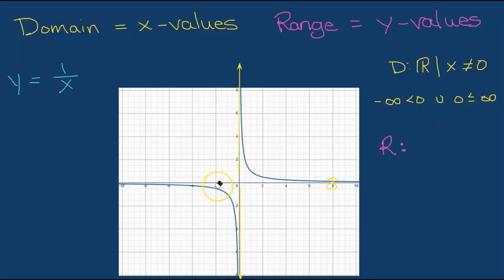Remember, range are our y values, so we're going to go to the y-axis and try and touch the graph. And you can see that no matter how high I go up, I am always going to be able to touch the graph, including right here, very, very close, but not exactly at 0. And so this range actually looks exactly like the domain. It's going to be all real numbers except y cannot equal 0.